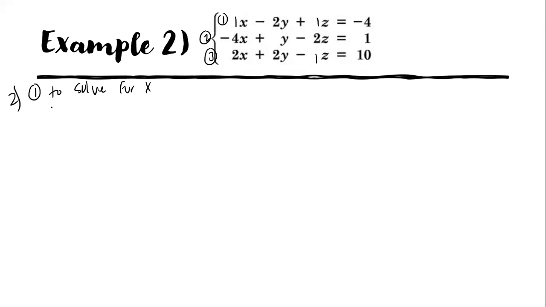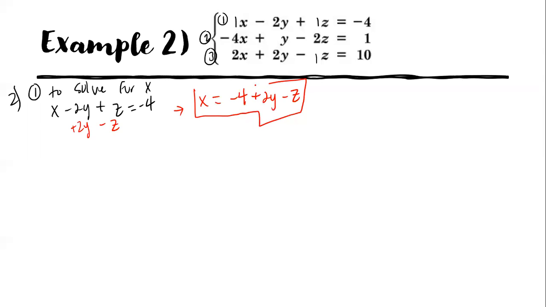So I have x minus 2y plus z equals -4. To get x by itself, I'm going to have to add 2y and subtract z. I can do it all at once. So x equals -4 plus 2y minus z. This is what I'm going to be substituting in. And then when I'm done, step 5, I'll be back to you. Okay.